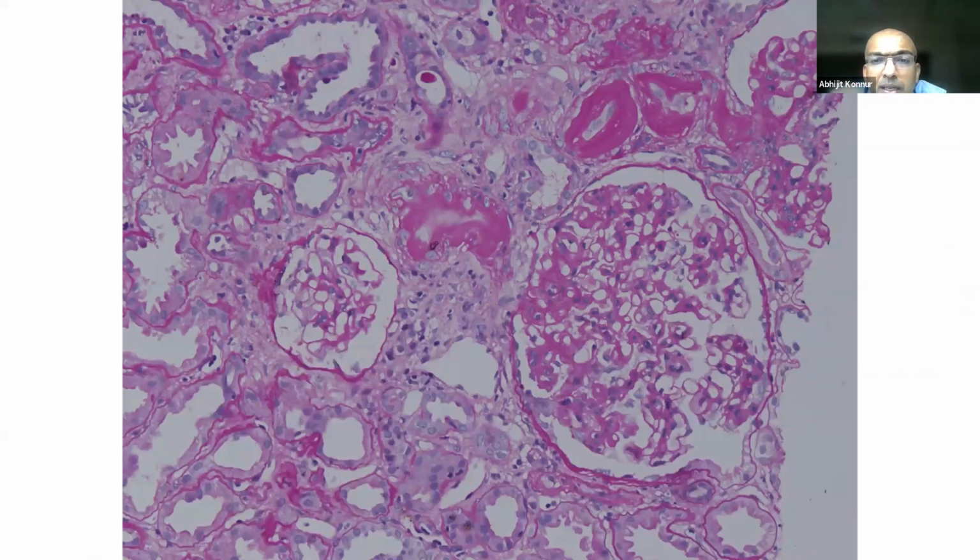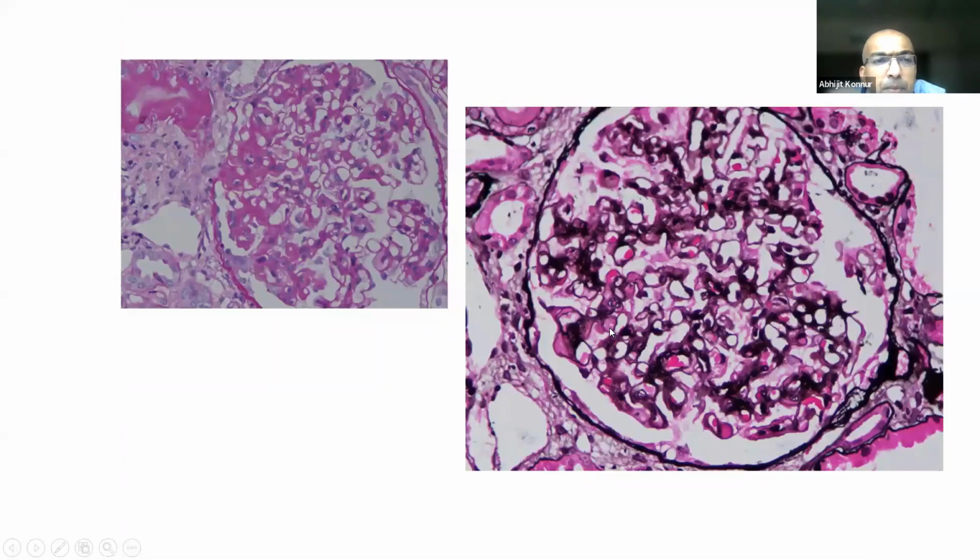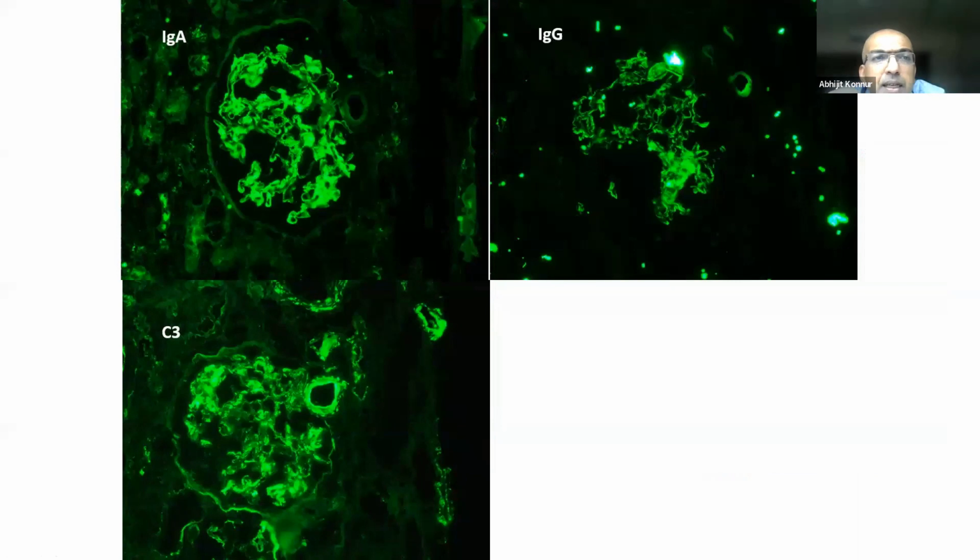Again, a different look at this, where if my pointer, yeah. So here, this actually shows mesangial cells which have proliferated out in this young gentleman. And similar on the silver stain. And the immunofluorescence actually points out the lesion.